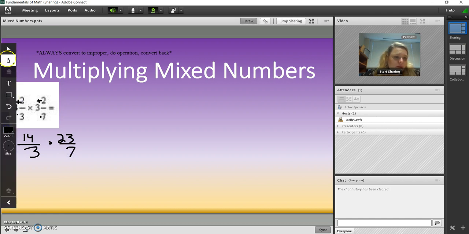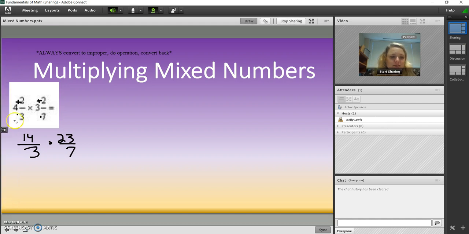Let me change colors because I want to show you something now. All right, we could literally multiply across. 14 times 23 equals some big number, over 7 times 3 is 21, and then we can reduce from there. But I can't do that in my head, and I don't really want to do it by hand. All right, so 14 divided by 7 is 2. 7 divided by 7 is 1. Remember, when you're reducing fractions, you can reduce up and down, or you can cross reduce, but don't ever multiply across.